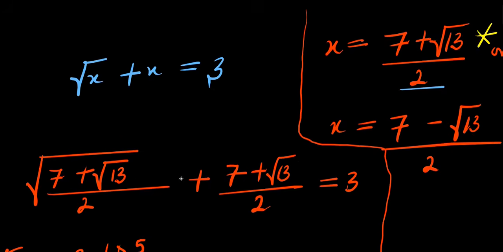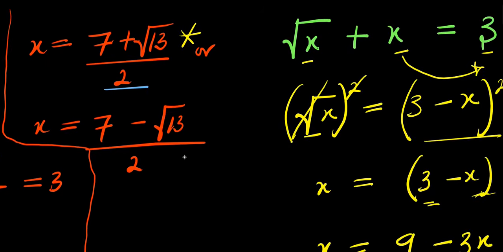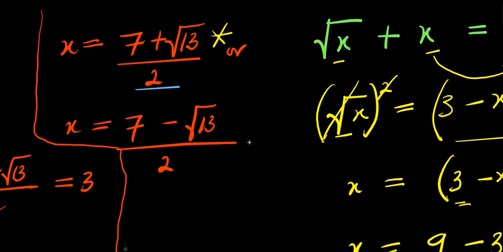So that is it, guys. The solution to this equation here is 7 minus root 13 divided by 2.